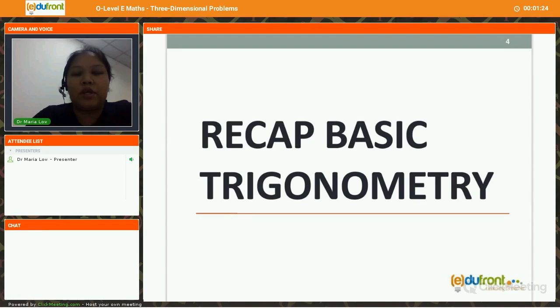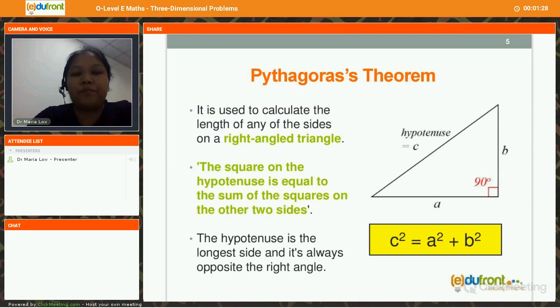So let's recap on the basic trigonometry. Okay, first and foremost, as what we have seen in the previous webinar, Pythagoras' theorem is one of the useful tools that we can use to find one of the given sides of a right-angled triangle if we know the other two sides. Basically, the square of the hypotenuse is equal to the sum of the squares on the other two sides.